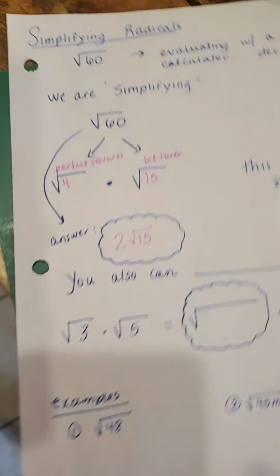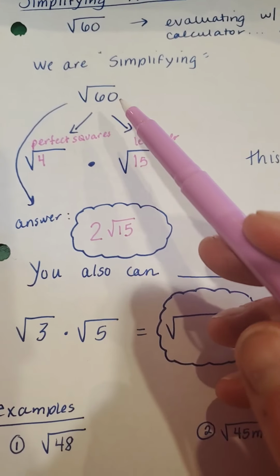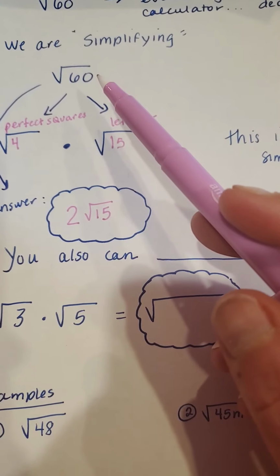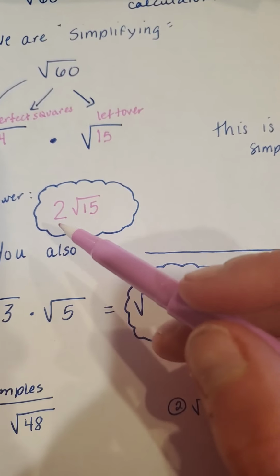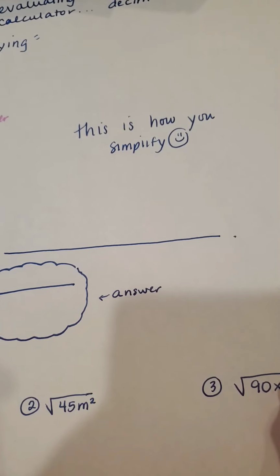You'll hear me say square root or you'll hear me say radical. So I could have said radical 60 is equal to 2 radical 15. Or I could have said the square root of 60 is equal to 2 square root of 15. I usually use the word radical. This is how you simplify.